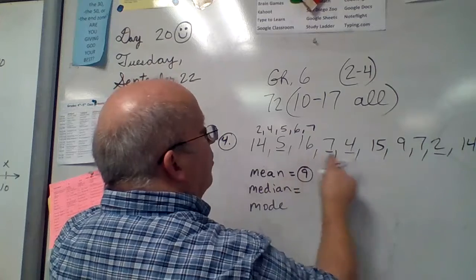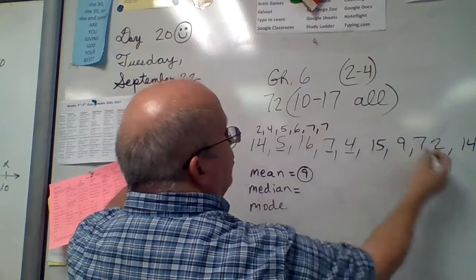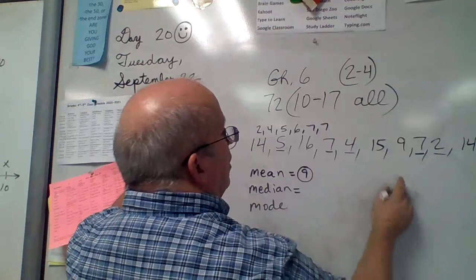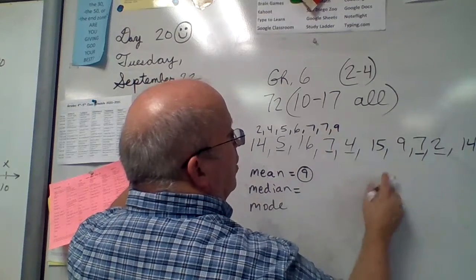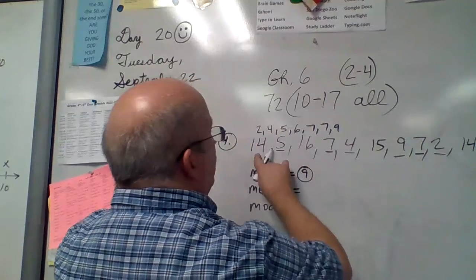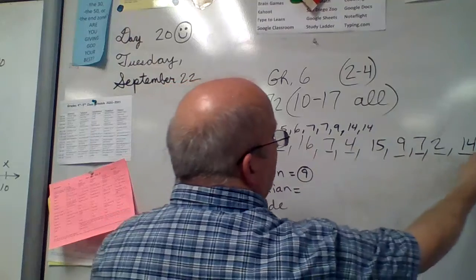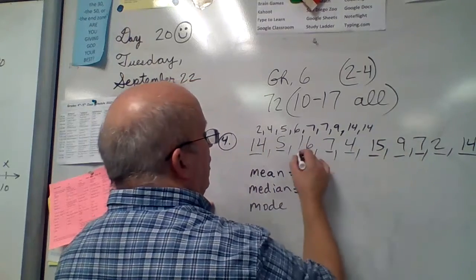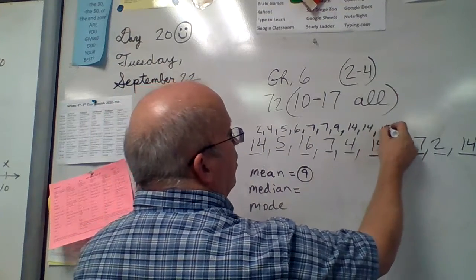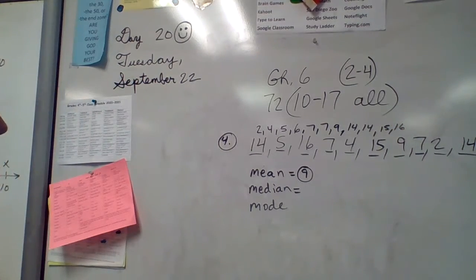Then what? 14, 16, 15, 9, 7. Oh, there's another 7. See that other 7 there? And what's next? 9's next, I think. I got 9. So what do we got left? 14, 15, 16, 14. So 2 14s. 15, then 16, I think. Okay, I've got them in order from smallest to largest.